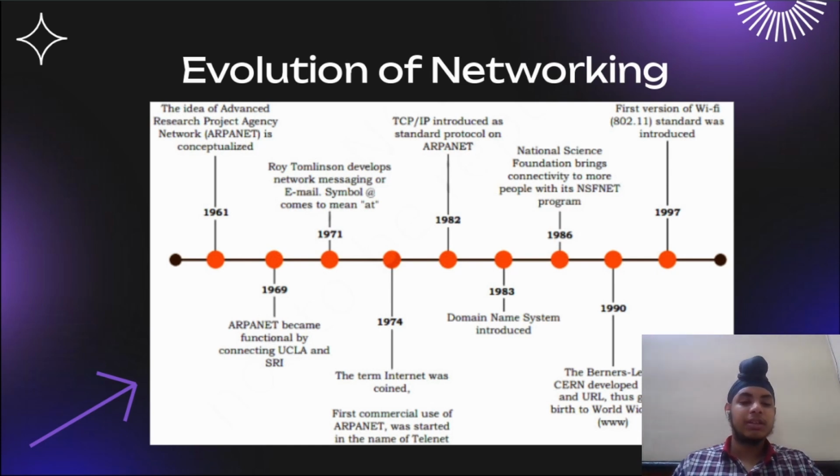Then came the massive breakthrough in 1990. Tim Berners-Lee at CERN developed HTML and the URL, officially giving birth to the visual, clickable pages of the World Wide Web. So the World Wide Web was created in 1990 at CERN. In 1997, we started cutting the physical wires when the first version of the Wi-Fi standard was introduced. And this was the whole development of the internet over the past years.